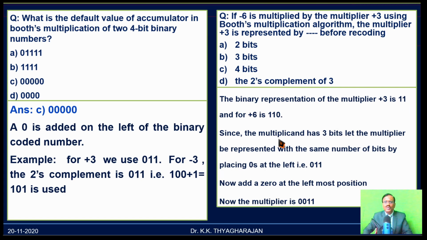After that, you have to add a 0 at the leftmost position for both multiplicand and multiplier. So now 3 is represented with 4 bits, right? After this, you have to recode. So anyway, before recoding, they are asking. So before recoding, the multiplier will have 4 bits. So the answer is C, 4 bits.